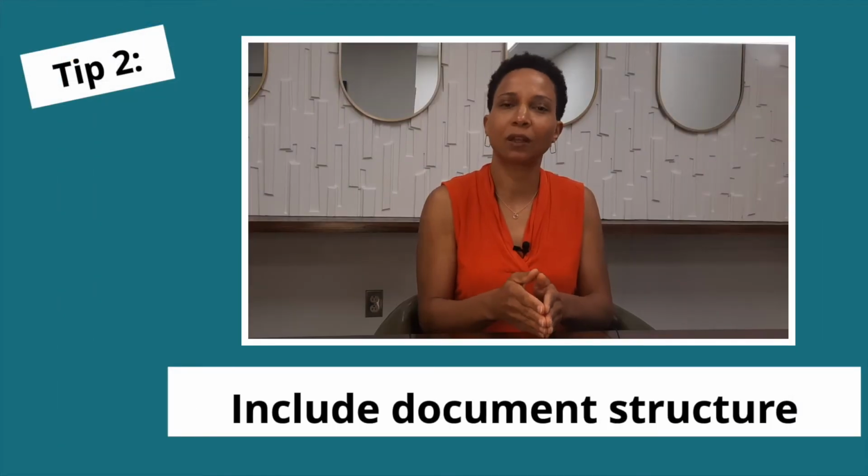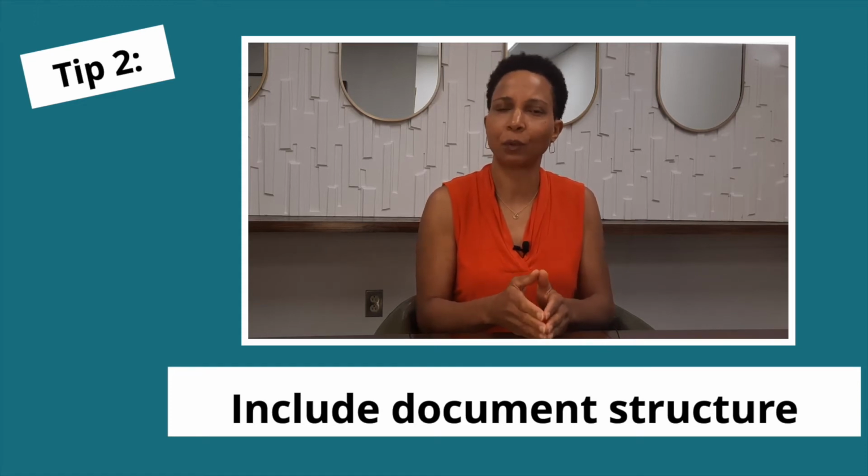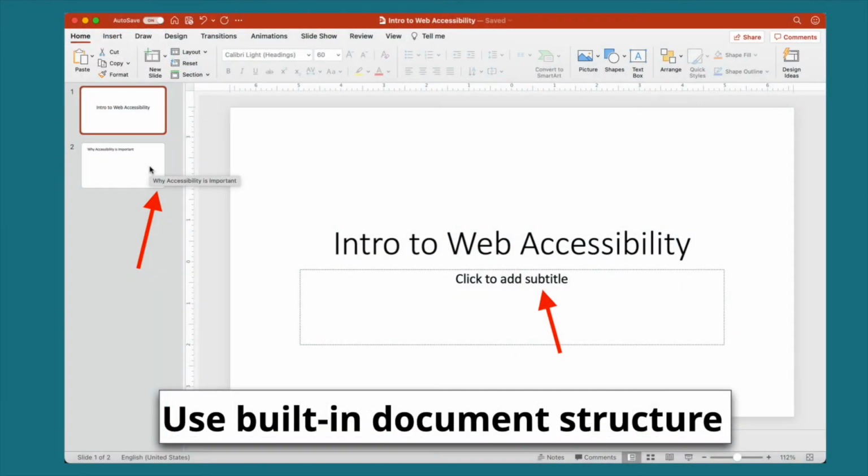Tip 2. Include document structure. Headings in documents and titles on slides provide a great way for everyone to preview, skim, and search content. Structure is particularly helpful for blind readers who may want to get an overview of the document before reading line by line. Include headings throughout a document and titles on every slide, and remember to use the actual heading and title features of the program, not simply stylized text.